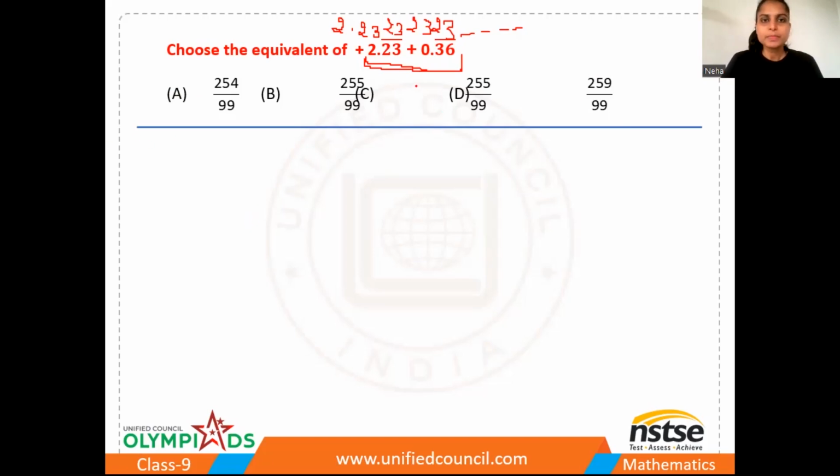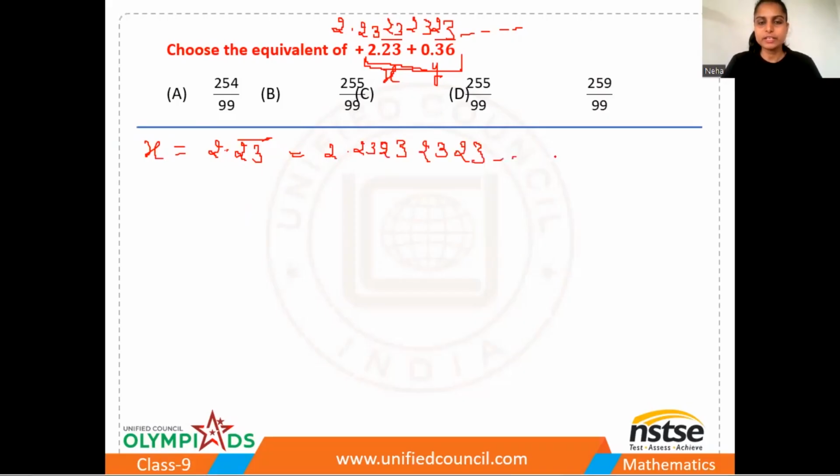So let's suppose this is your x and this is your y. So x is equal to 2.23 bar. Let me represent it into the fraction value. It means 2.23, 23, 23, 23 till infinity, right?